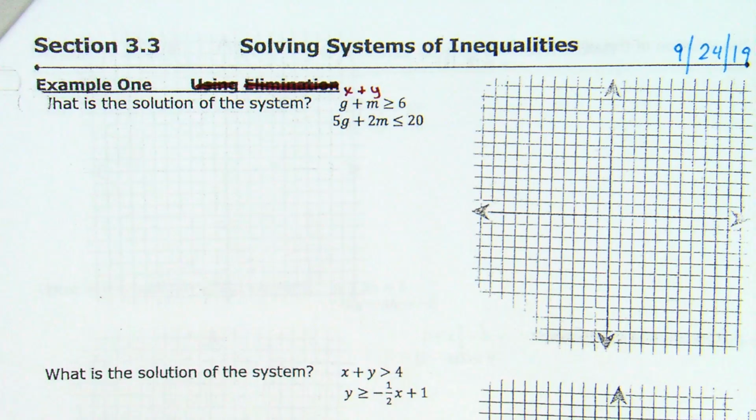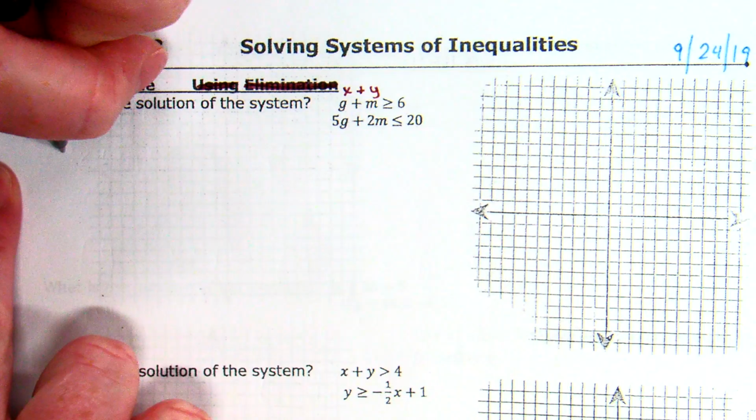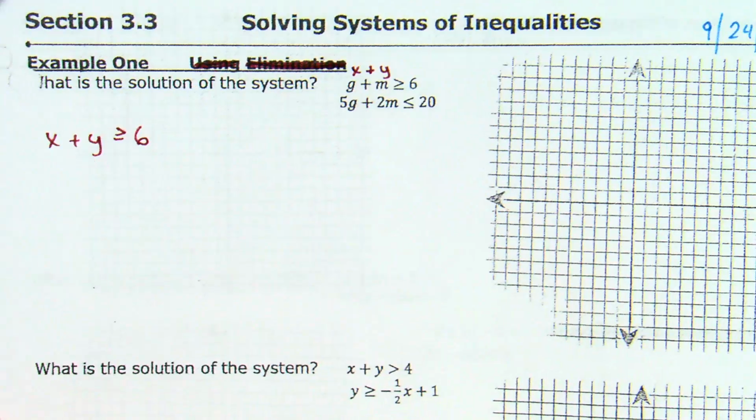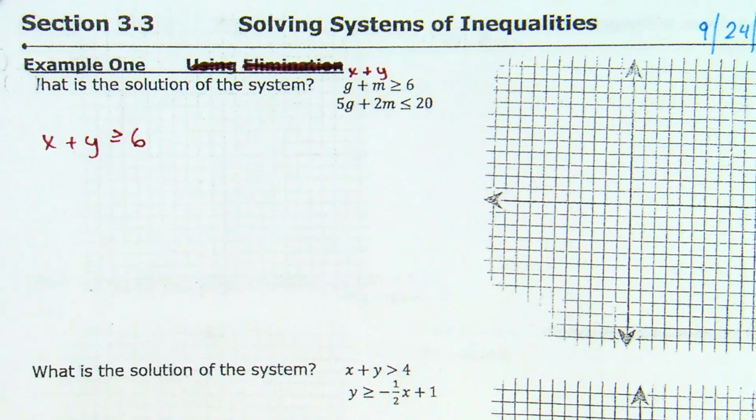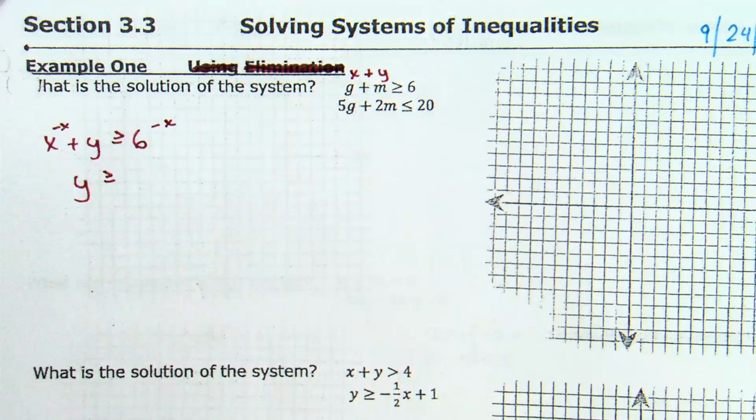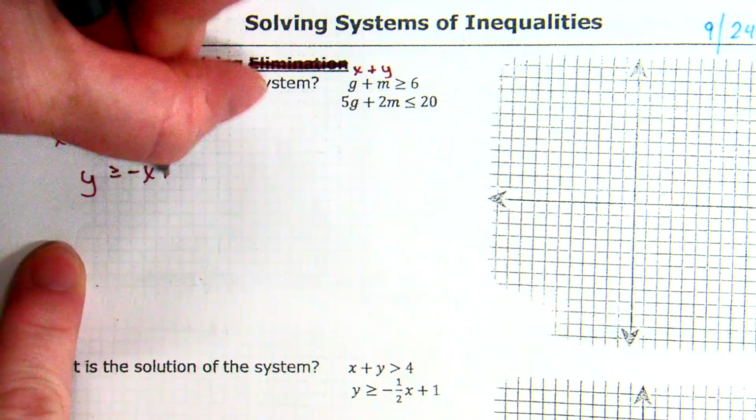So the first equation we're going to graph is x plus y greater than or equal to 6. Thoughts? Why are we subtracting the x over? Because we're going to graph this in y equals mx plus b form. So subtract the x over. 6 minus x, or if you put the minus x first, it's negative x plus 6.